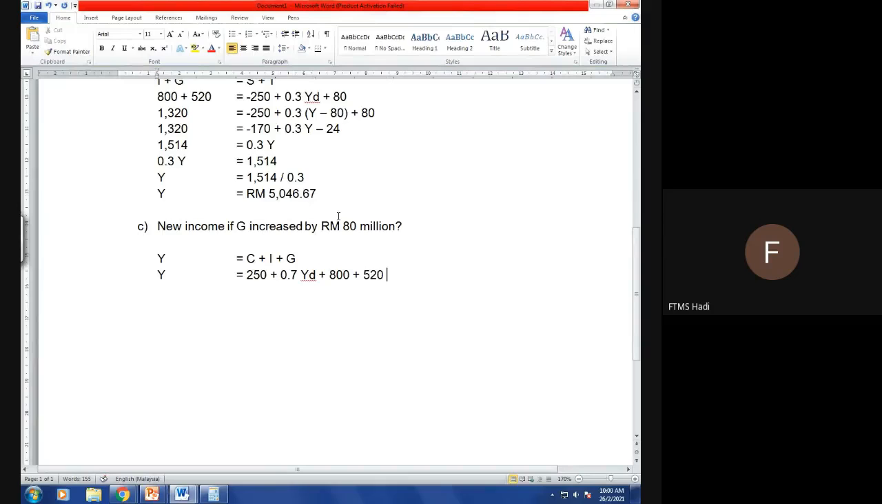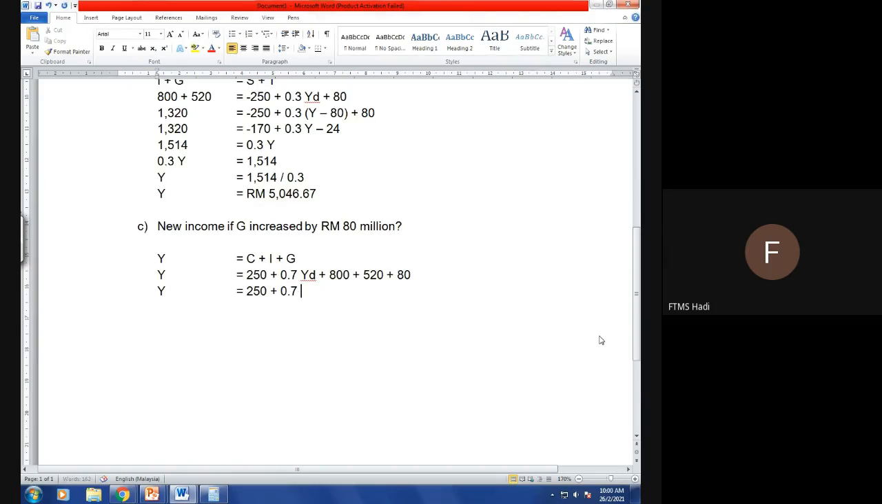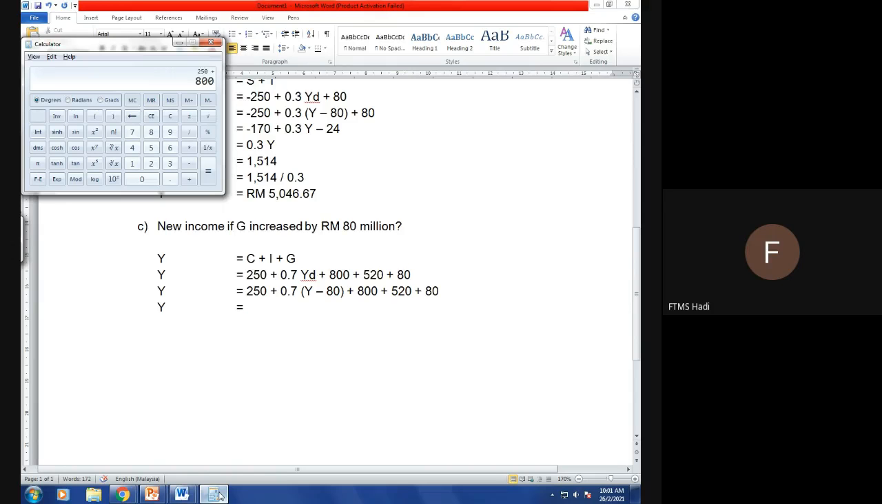But because of the additional 80 million, you need to add 80 million. Just add it. That means this is your G, the additional. Don't forget there is tax, because you see here there is tax. So if you have tax, that means you need to do Y minus 80. Y minus 80 plus 80. Do it one by one. Right, I'll do it all together. Let's round the number, plus 800. If you are an expert, you can do a shortcut, no problem, as long as the final answer is correct.